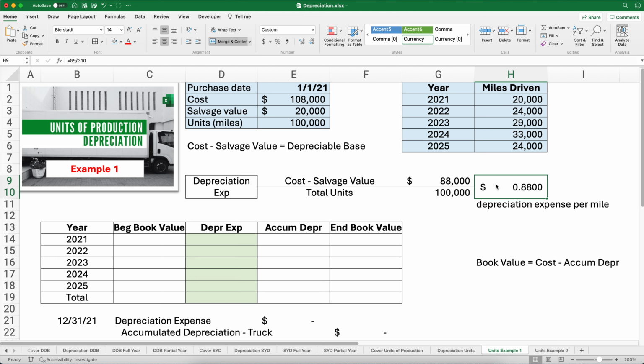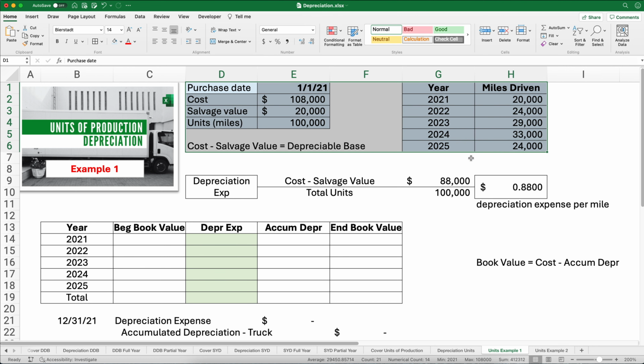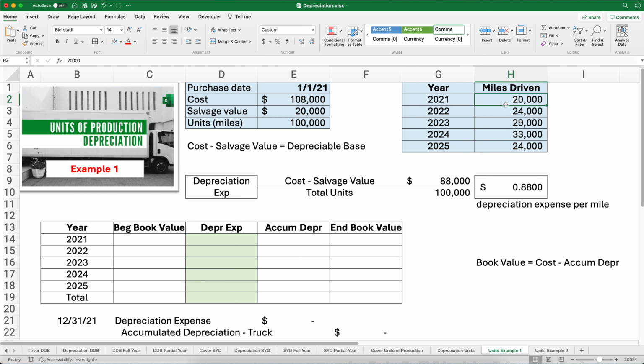Now, another feature of the units of production method is we need to know how many miles are driven. So I put this in blue because it's also given information. So all this is given information. So the first year we drove 20,000 miles, and then 24,000 and 29,000 and so on.